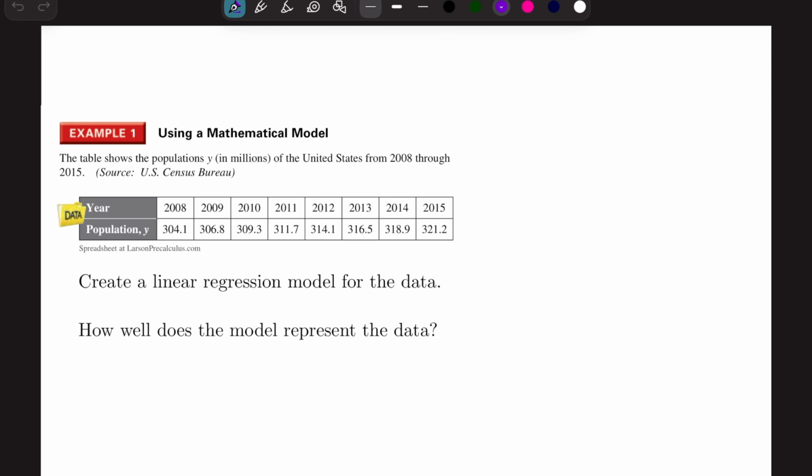You guys worked with bivariate data last semester in stats. I'm going to teach you how to create a linear regression, which is just a linear model that models these data points, and then we're going to make a decision on how well this model represents the data. So we're going to do this in Desmos.